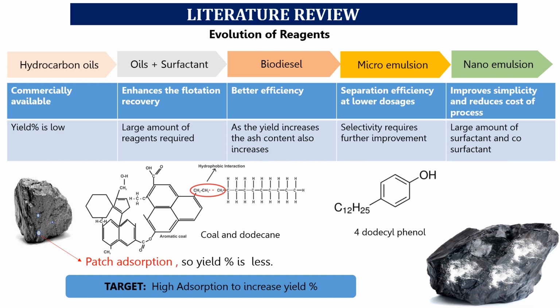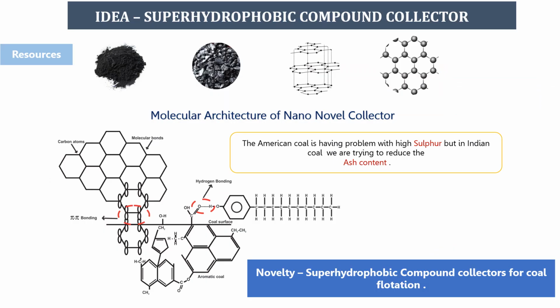we need patch adsorption, where the yield percent is less, but our target is high adsorption to increase the yield percentage. So, my idea is using a superhydrophobic compound collector. My resources would be coal tar, anthracite, graphite, and graphene. But I will use graphene because graphene shows better efficiency and a better contact angle than the other carbon resources. Here is the molecular architecture of coal with the graphene.